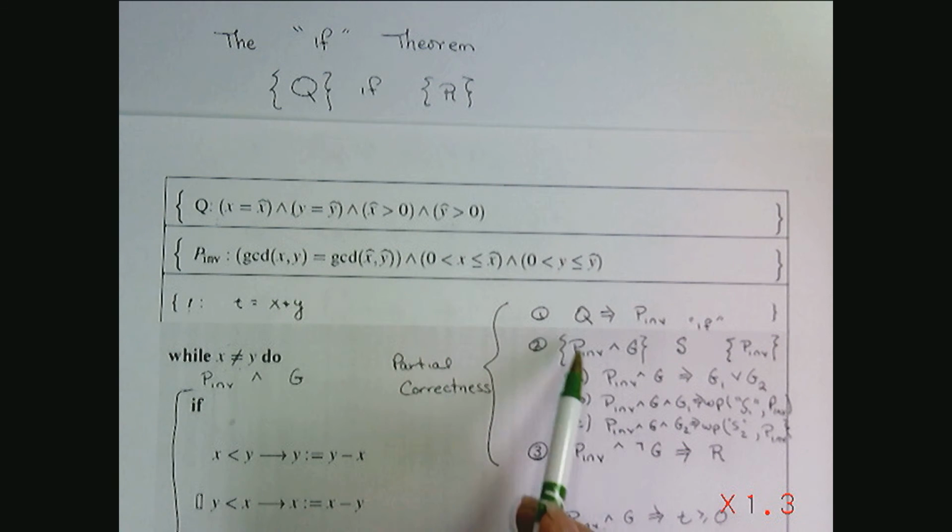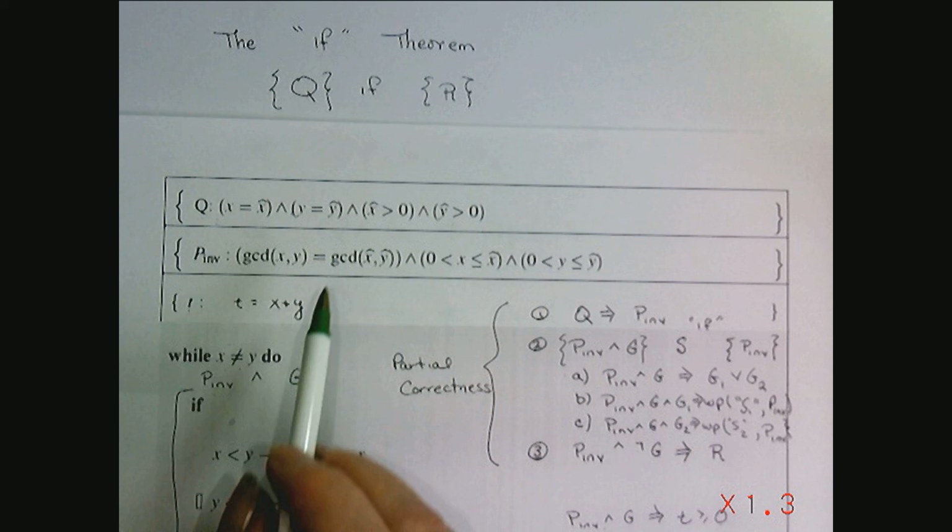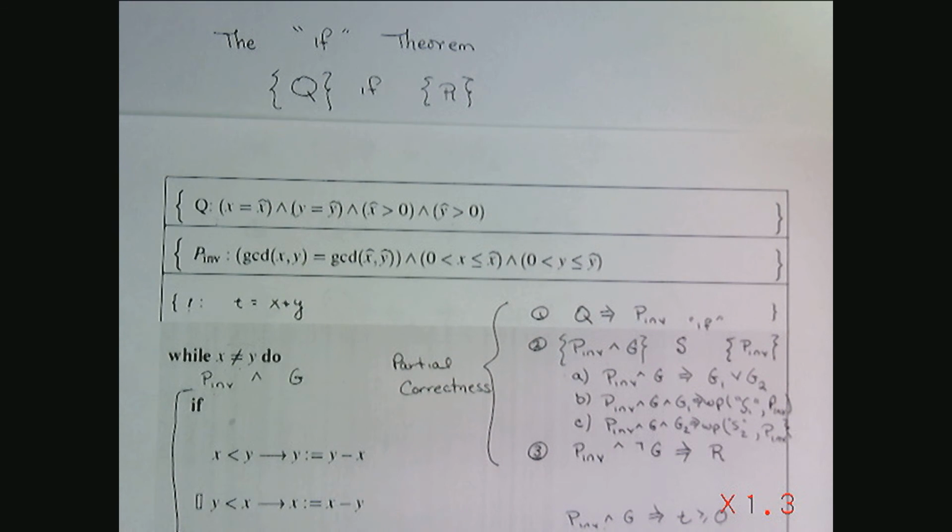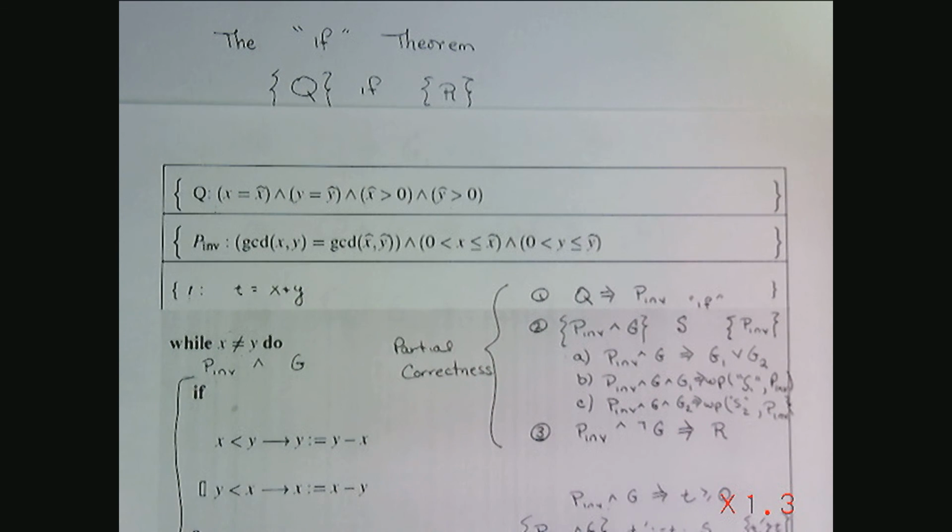So there are, let's see, 5, 6, 7 different predicates that we would need to show hold in order to prove that this program segment is correct. And we'll do that in future videos.